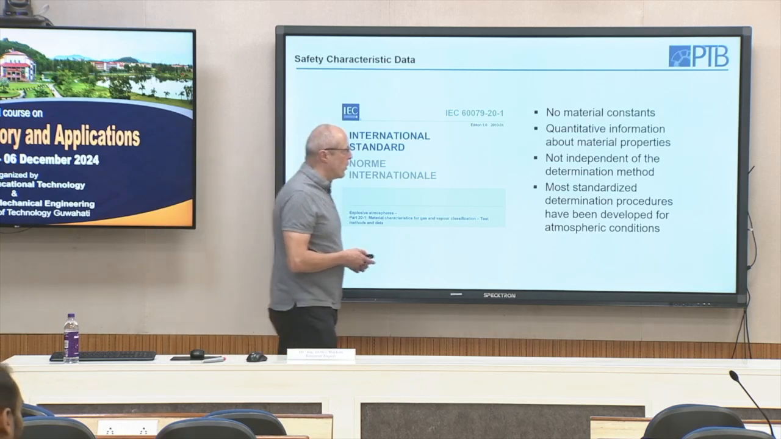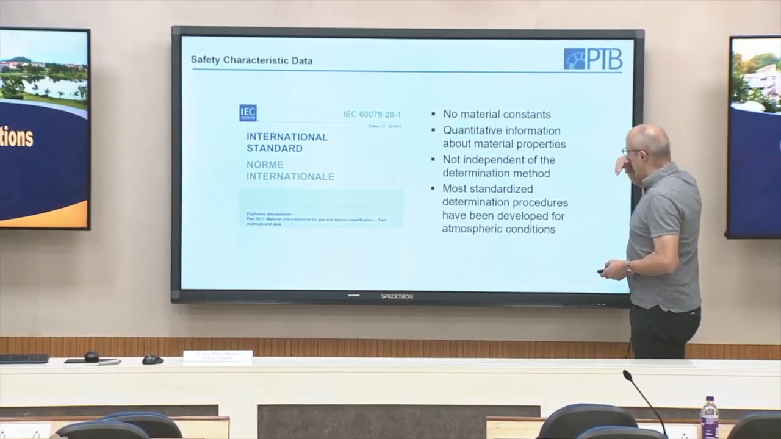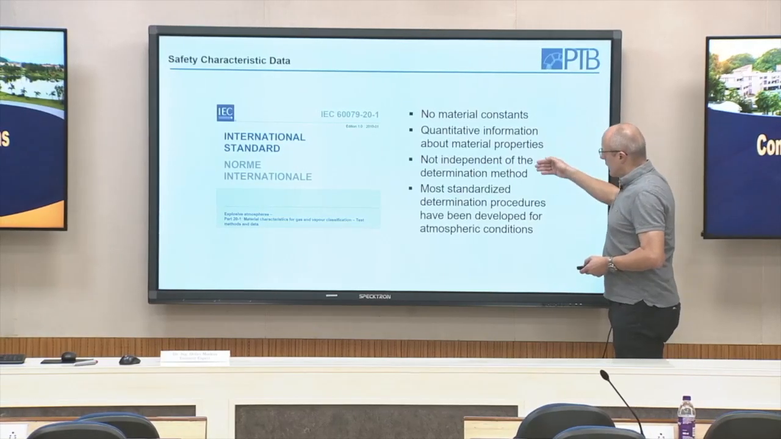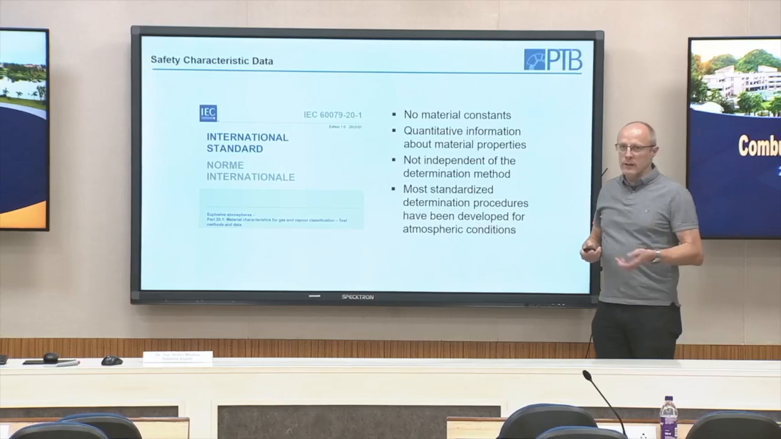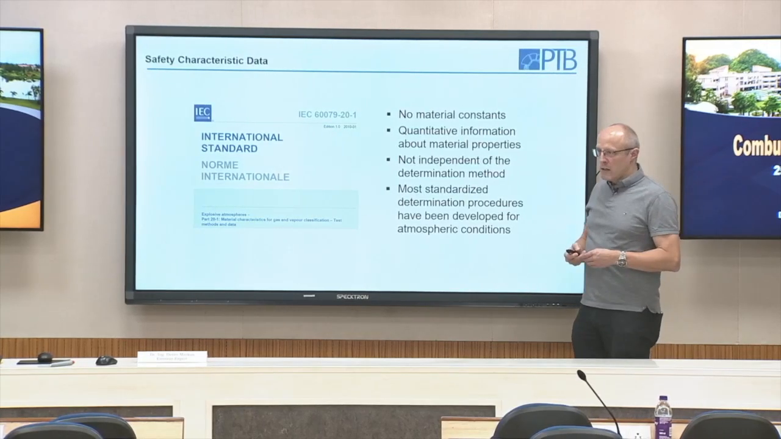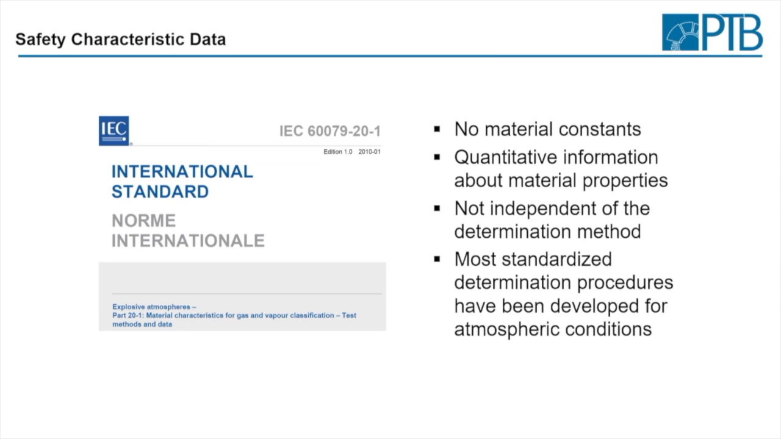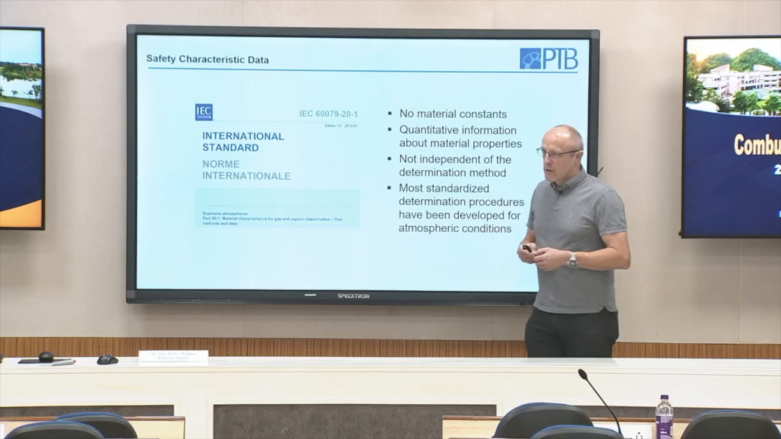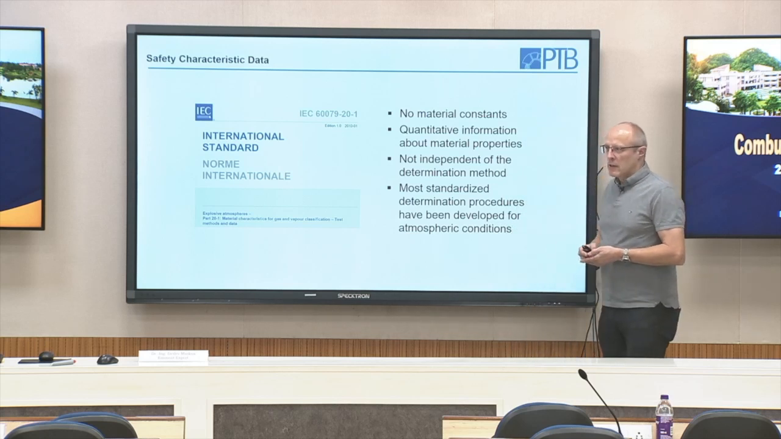As I've said, there are no material constants, like boiling point, and they are not independent from the determination method. So you can find in literature different values depending on the method they have used and so on. But they give us quantitative information about material properties, and I have shown you yesterday with the explosion groups.